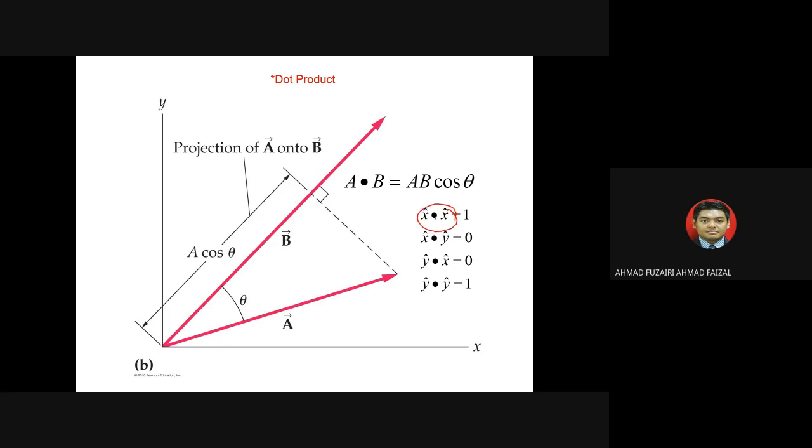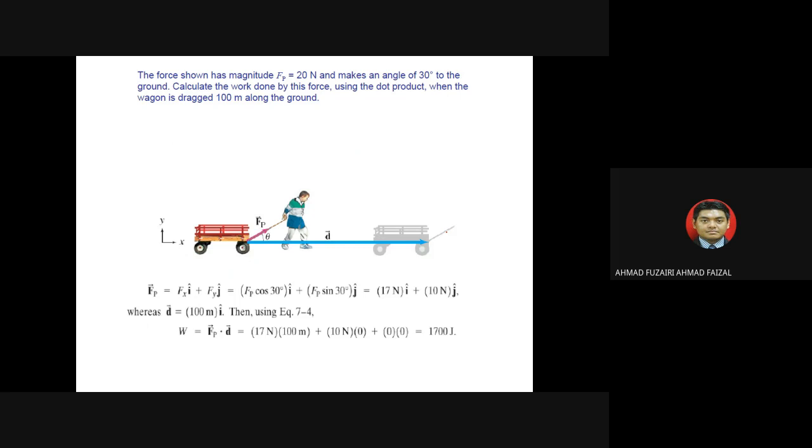The unit vector multiplied with itself gives 1, but the multiplication here is x dot y. Dot sometimes means a simple multiplication. So x times y gives zero, y times x gives zero, y times y gives 1, and x times x gives 1. So how does the situation look? Something like this, let me show you.